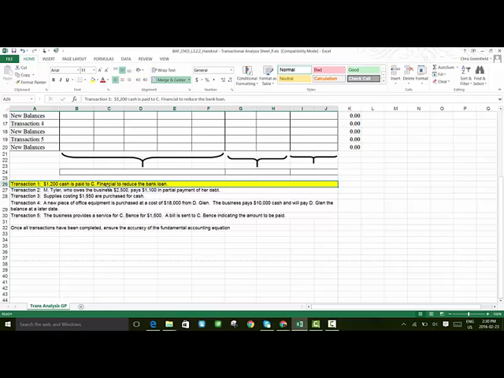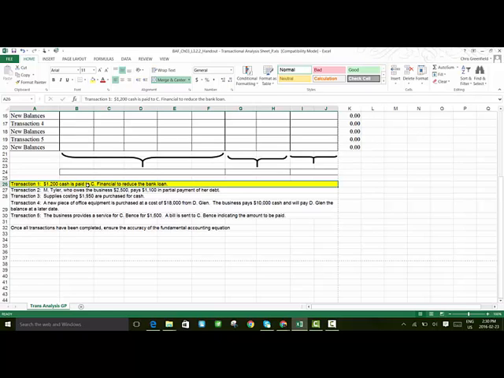So in these, there's a little bit of analysis and reading between the lines, some intuitive thinking that we have to put to work to make these happen. So here we have a transaction for $1,200.